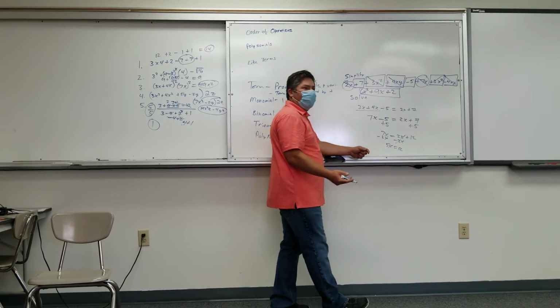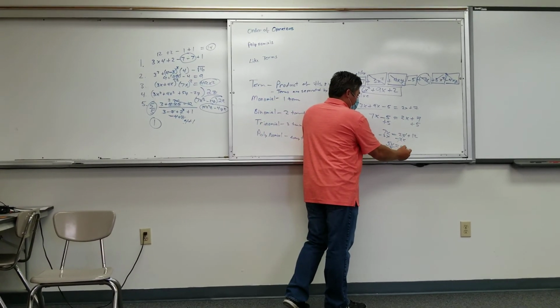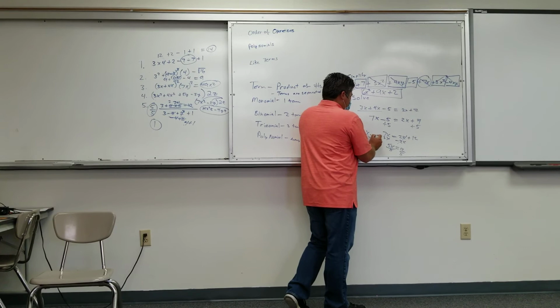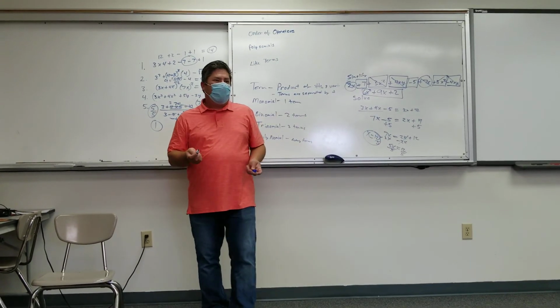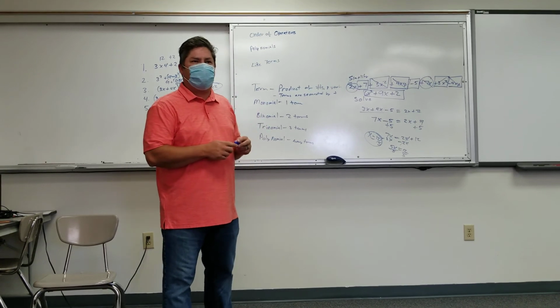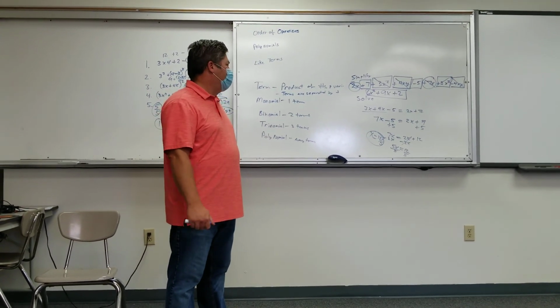Now I got to divide by what? 5. Divide by 5, and what's my answer? 12 over 5. I'm done. Okay? Or I could write 2 2/5 or something, right? But 12 over 5 is fine for what I do. Okay, good enough. So that's my answer.